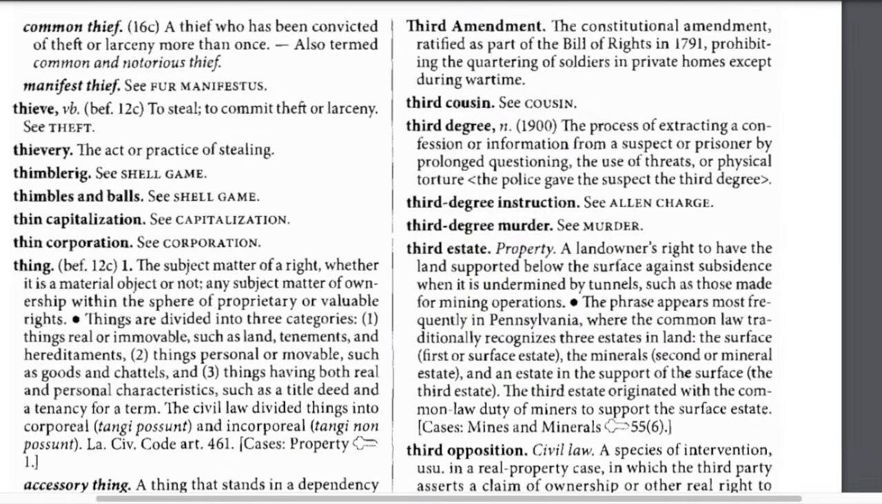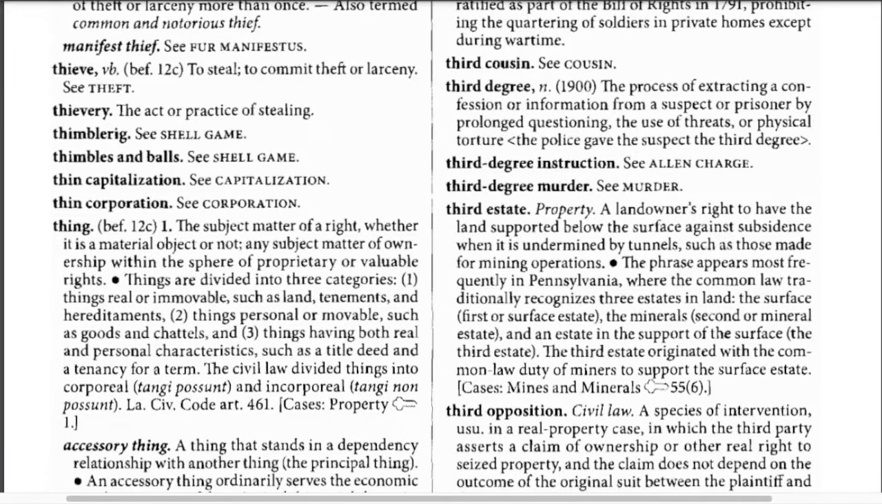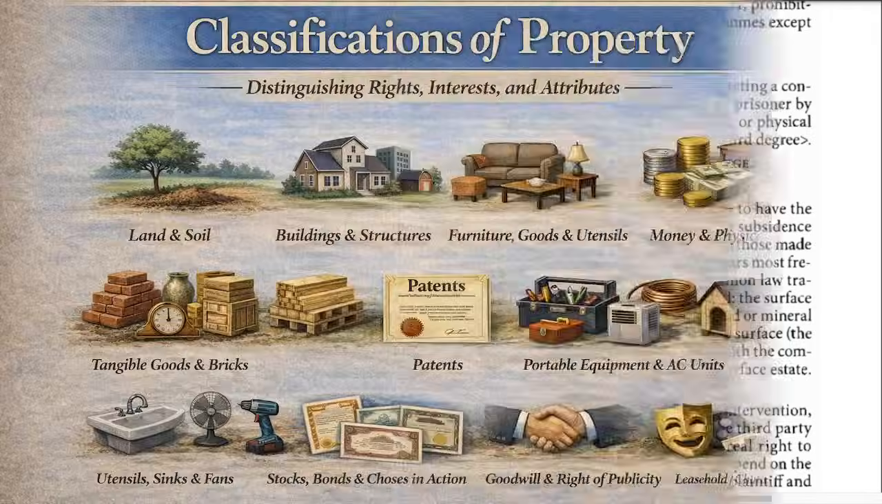It's from the 12th century. So quite an archaic word here, but not. It's just old. The subject matter of a right, whether it's a material object or not. Then there's the 3 categories: real, personal, and real impersonal. All right, I think we've dug deep enough into things and shows in action. Let's get back to the presentation.